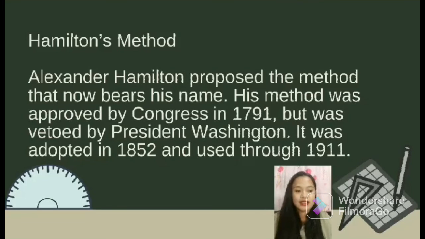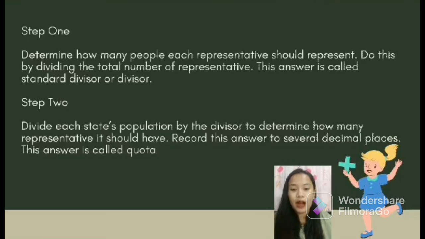Since he was interested in the question of congressional representation, we will use the language of state and representative. Hamilton's method provides a procedure to determine how many representatives each state should receive. These are the steps on how to solve using Hamilton's method.